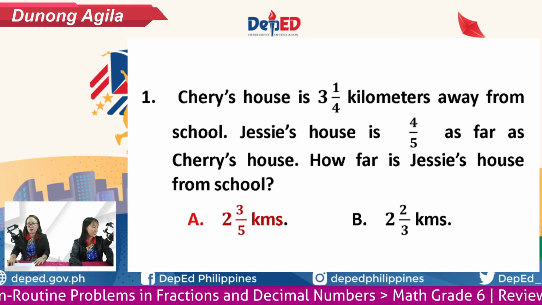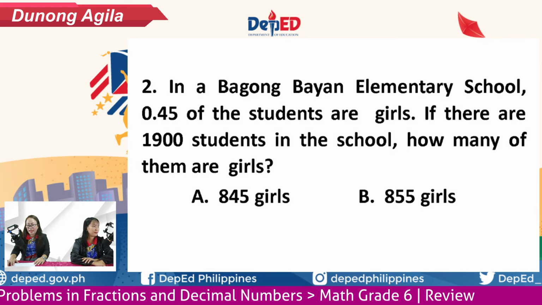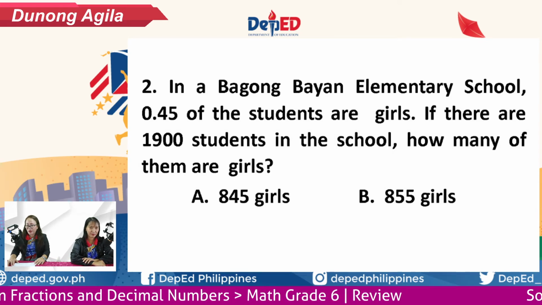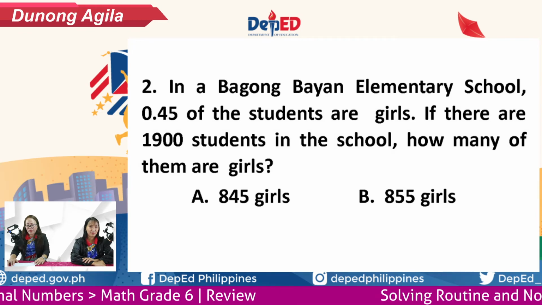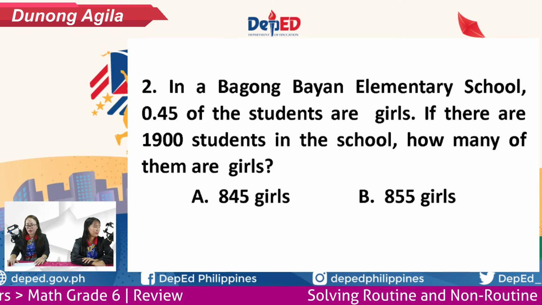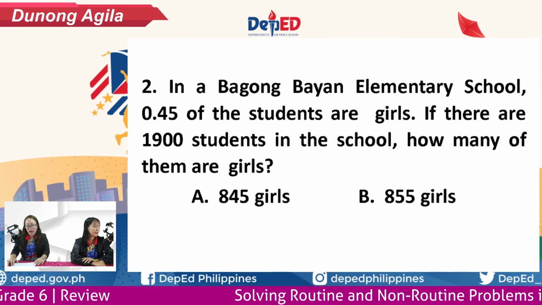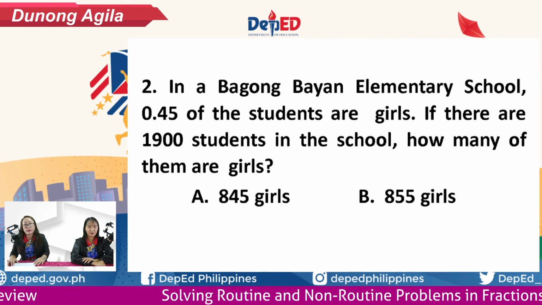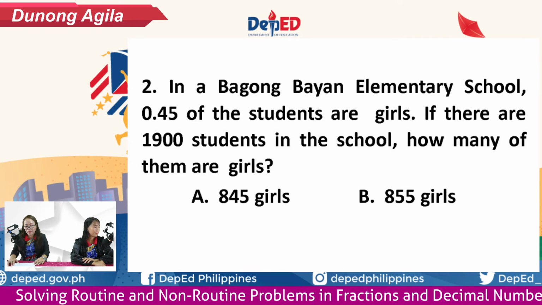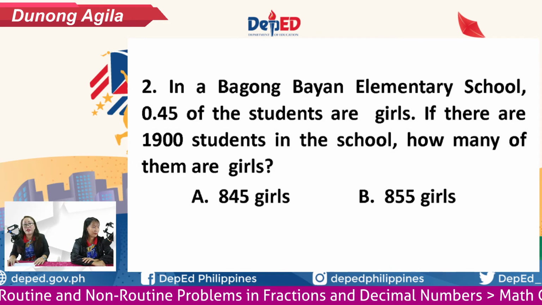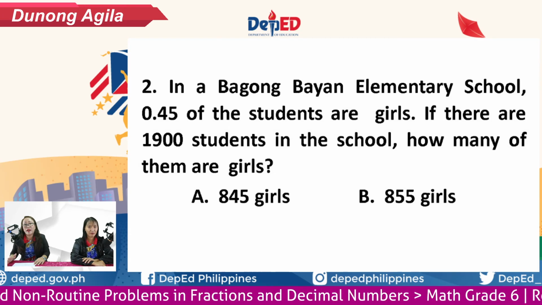Question number 2. In Bagong Bayan Elementary School, 0.45 of the students are girls. If there are 1,900 students in the school, how many of them are girls? A. 845. B. 855. The time starts now.